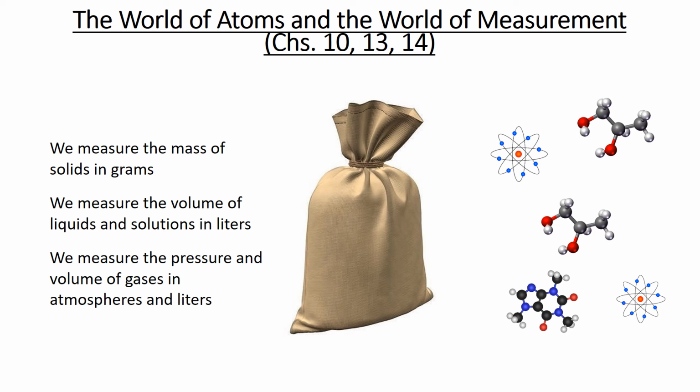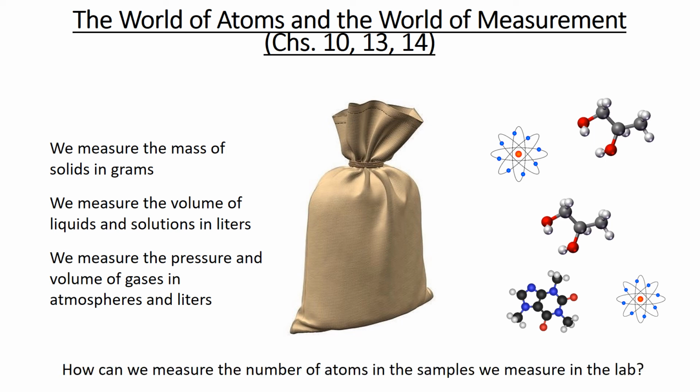Now, the problem is, when we measure these substances in the lab, it's very hard to imagine the billions and billions of atoms that make up the sample. If you take a tiny little grain of salt, that contains billions upon billions of atoms. So how can we go between measurements we can make in the lab and the world of atoms that's kind of difficult to wrap our heads around? How can we measure the number of atoms in the samples we measure in the lab, given that we could never actually count each individual atom, even in the tiniest sample?